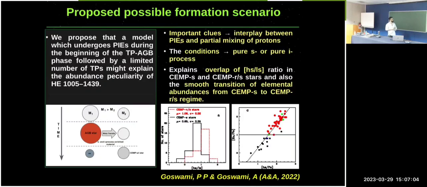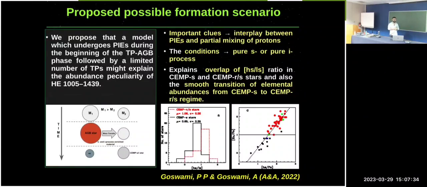So we propose that for the formation of this star, a model which undergoes a proton ingestion episode during the beginning of the thermal pulse AGB phase, followed by a limited number of thermal pulses, might explain the abundance peculiarity of this star, HE1005-1439. And the abundance constraints from this star can help us understand important clues like the interplay between proton ingestion episodes and partial mixing of protons.